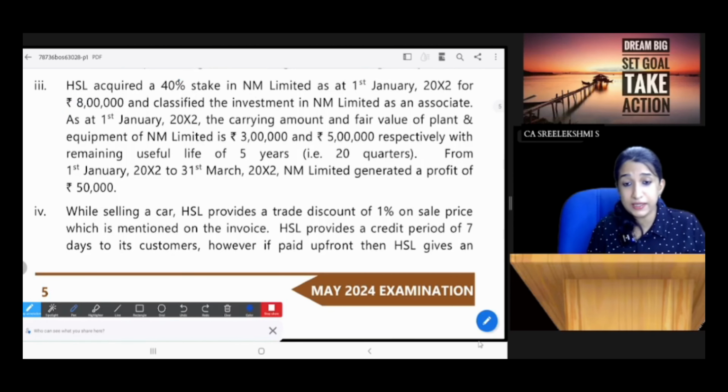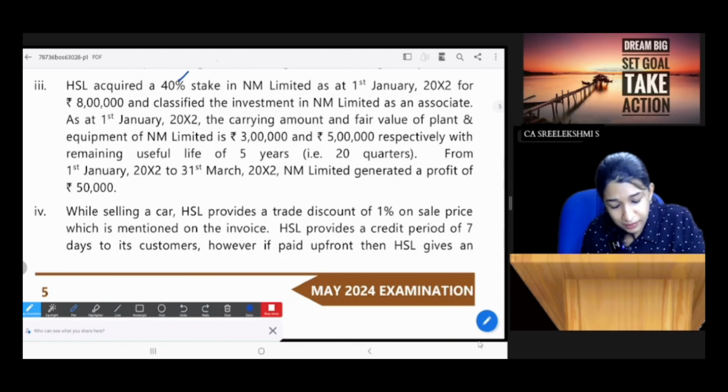Okay. Now, HSL acquired a 40% stake in NM Limited as at 1st January 2012. A 40% stake acquired means which standard will be coming into the purview? Ind AS 28. Okay.